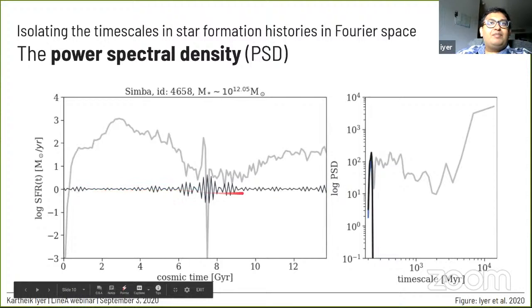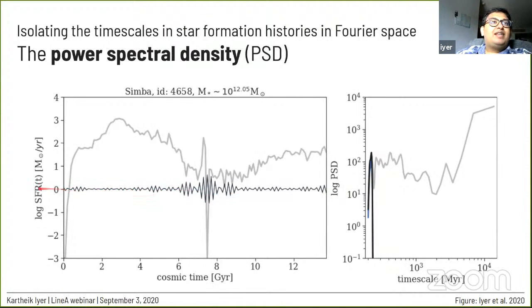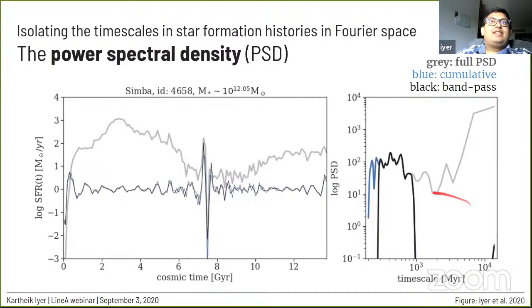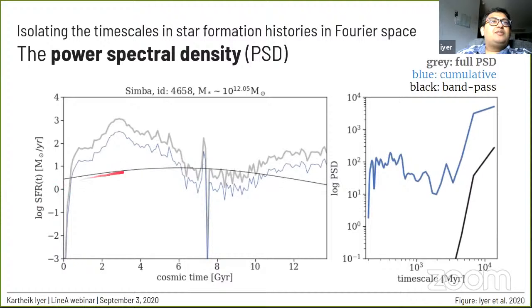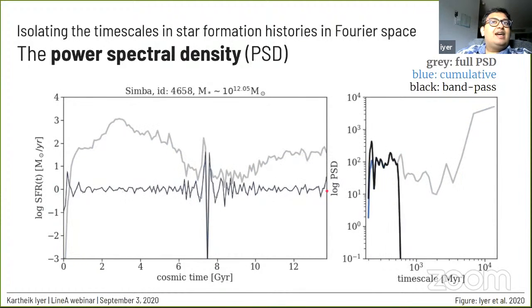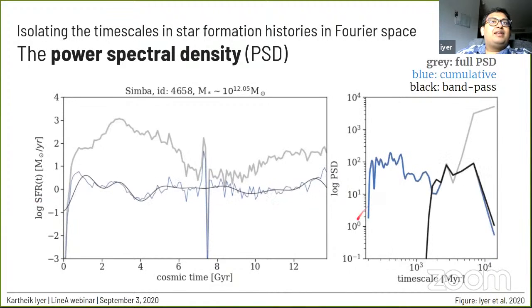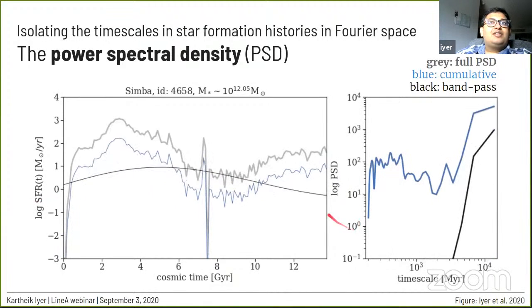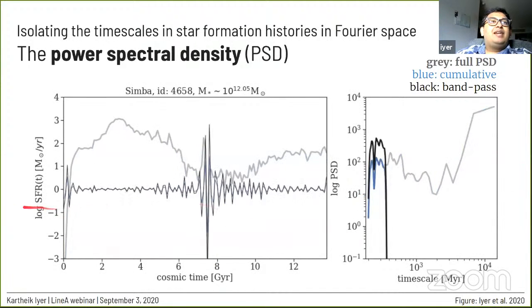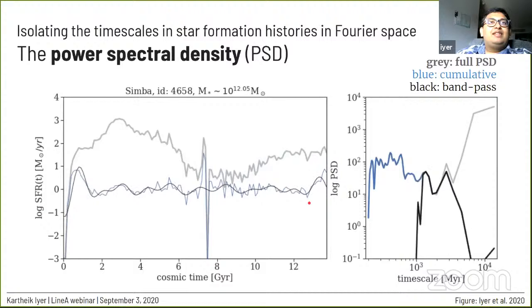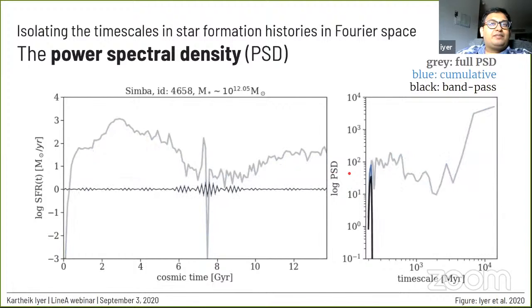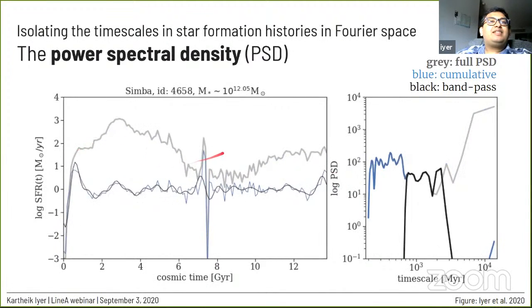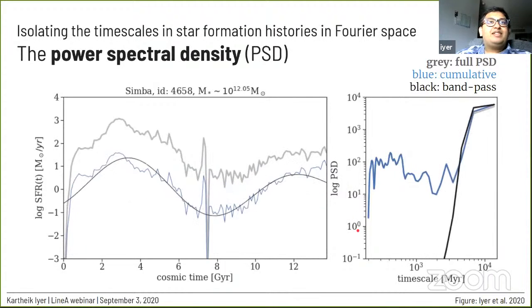And you can see the effect of applying that band pass on the star formation history. It's just picking out the short time scale fluctuations. So if I now let this run, if I let the band pass vary, then what this is going to do is it's going to show you the contributions that come from all the different time scales. And the blue curve is going to show you what's happening when you add up all of these contributions. So as you integrate over the power spectrum and you add the contributions coming from all the different time scales, in the limit of time scale going to infinity, you recover the true star formation history. Right? So you're basically decomposing the star formation history into contributions that come from different time scales using the PSD.